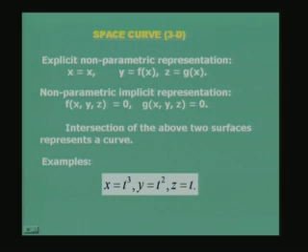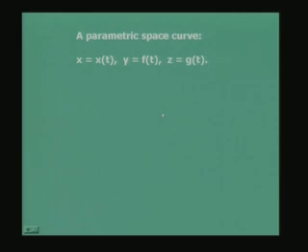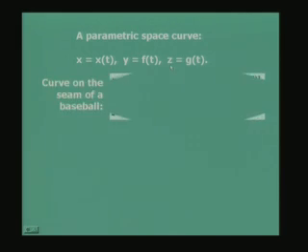Examples. Okay, this is the parametric form, x = t, y = t squared, z = t cubed. We are talking about an explicit non-parametric representation or a parametric representation, where of course, in this case you can put x equals x, y equals x squared and z equals x cubed, which can be visualized as a parametric form. Explicit parametric form is this.